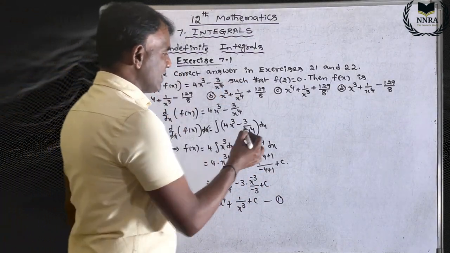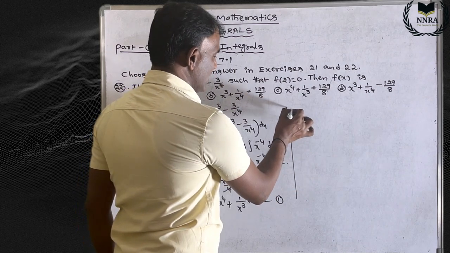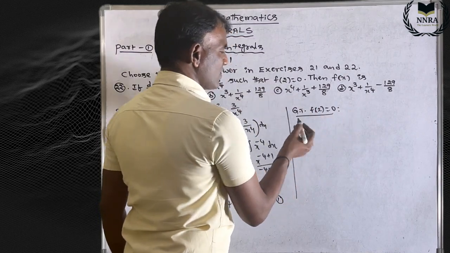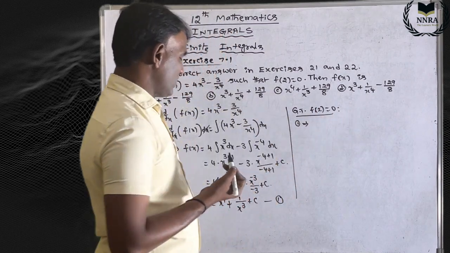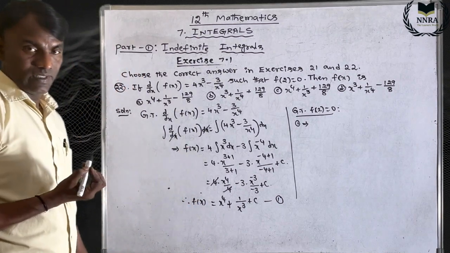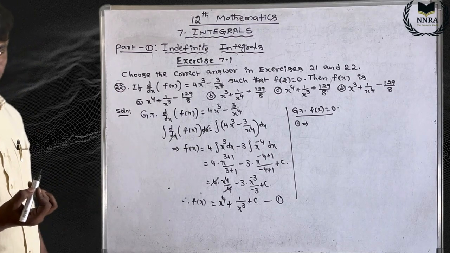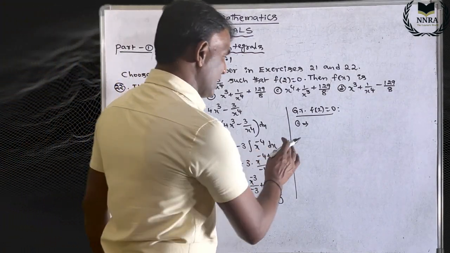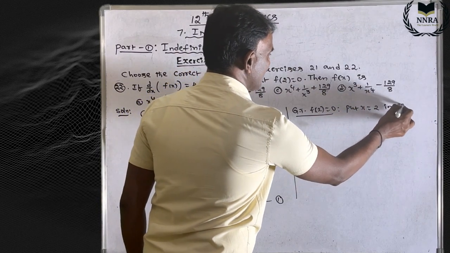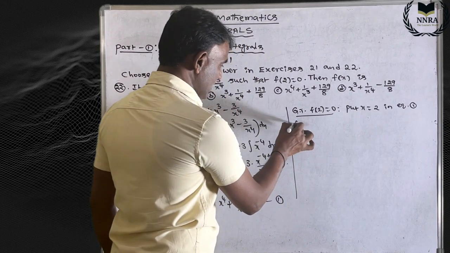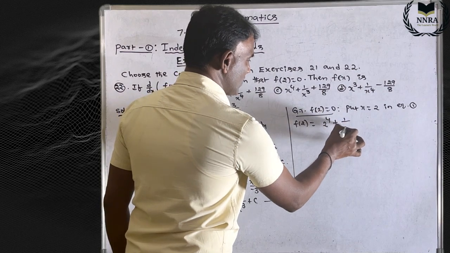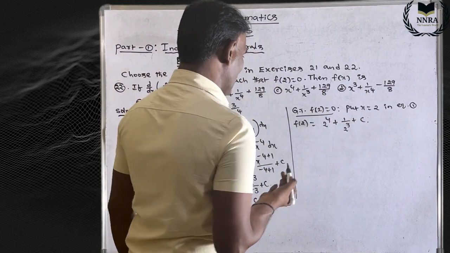And what is the value here? The functional value f of 2 equal to 0 is given, right? So from equation number 1, this is f of 2, but here it is f of x. If you want, just write f of x equal to. Now if we substitute x equal to 2 here, then we get f of 2. Otherwise, do one thing: put x equal to 2 in equation number 1. X equal to 2 means f of 2. So it is 2 power 4 plus 1 by 2 cube, then constant c.